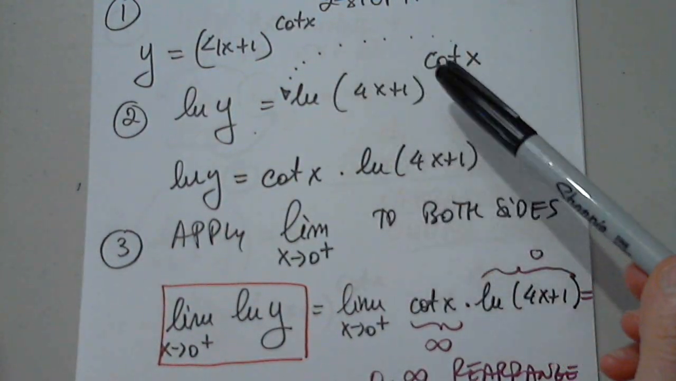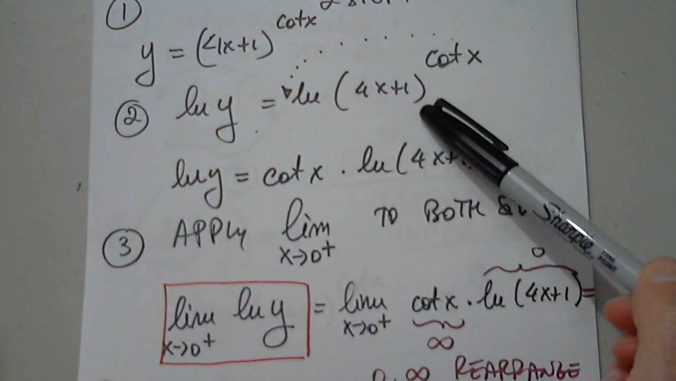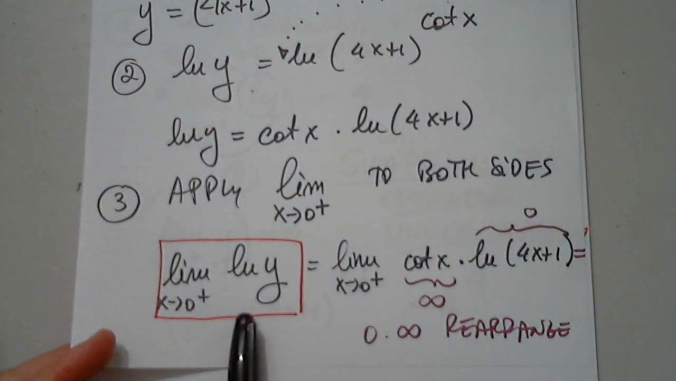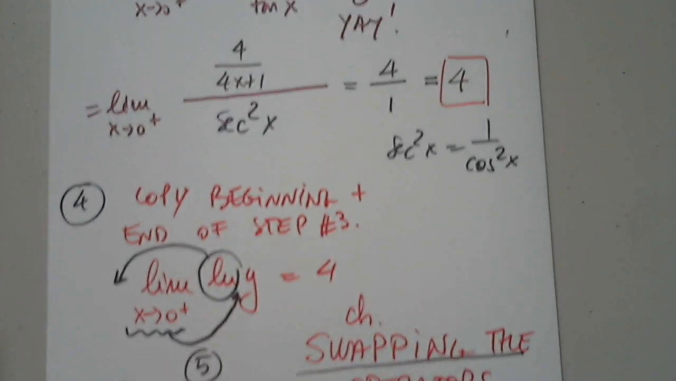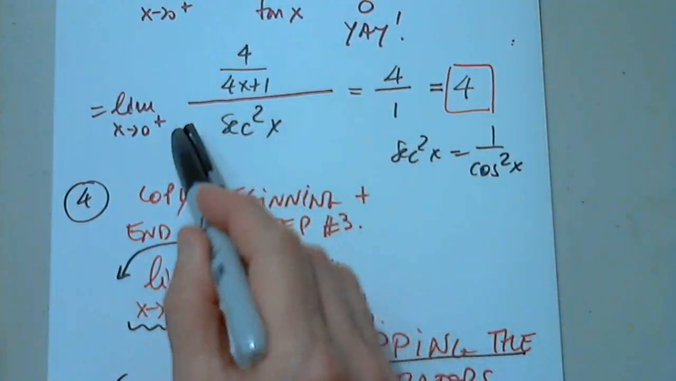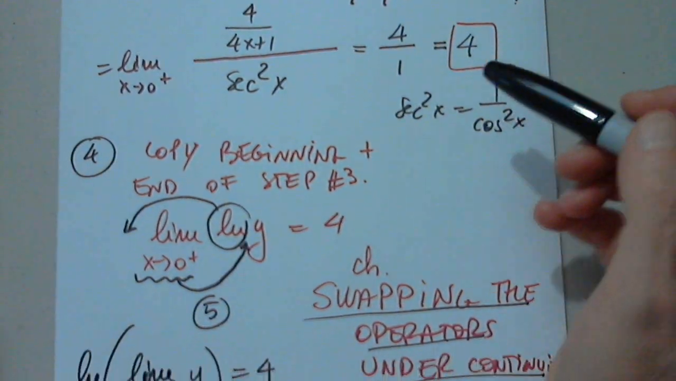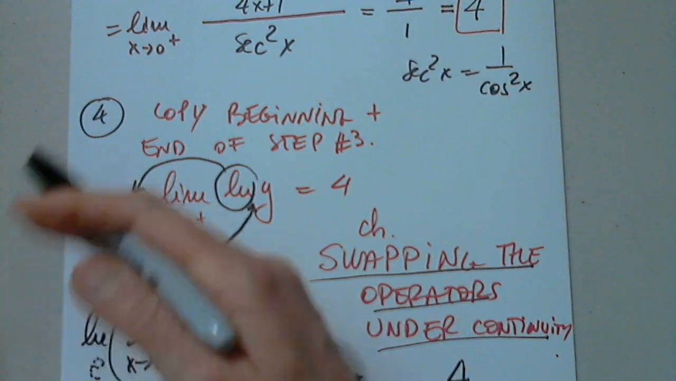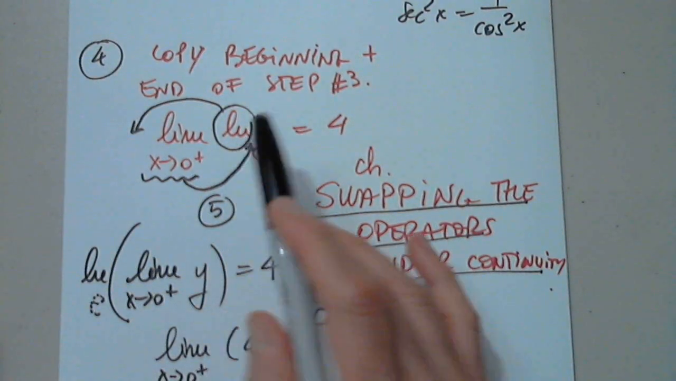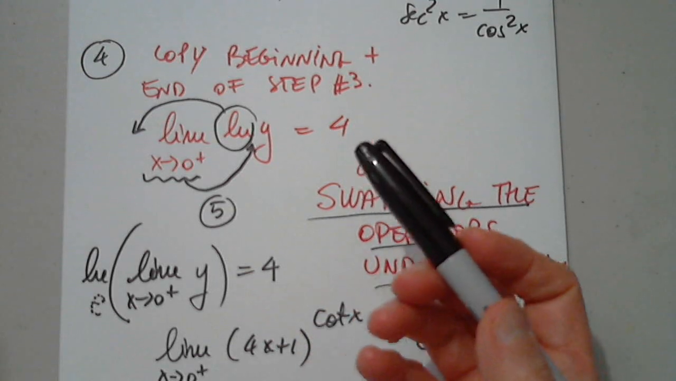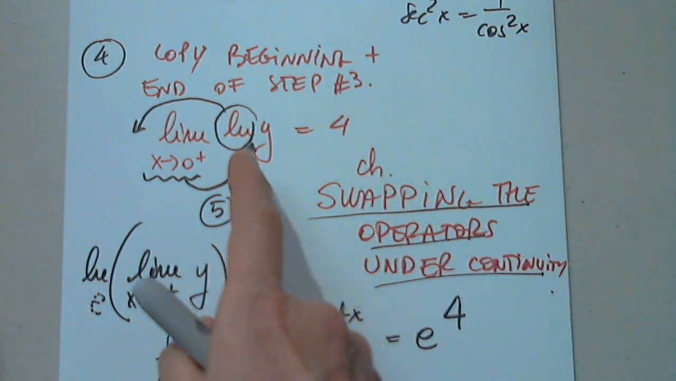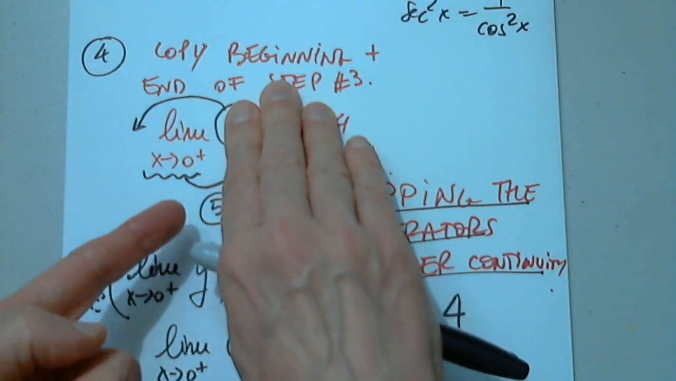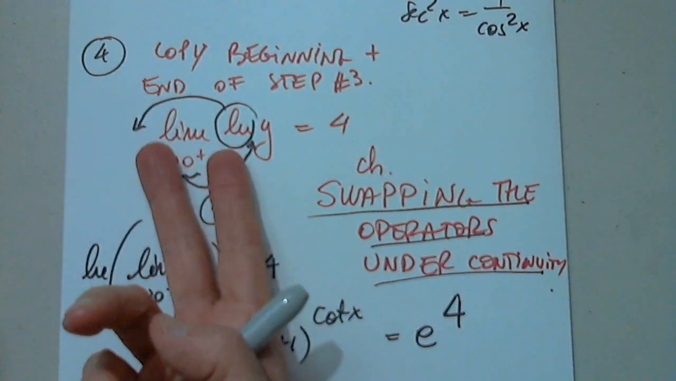Then we brought the cotangent in front because it's a property of the log. Then we apply the limit to both sides. We simplified, we manipulated, we applied L'Hopital's rule, and we got a number. Then we copied the beginning of step 3 and the end of step 3. Nothing else matters anymore. Now I'm allowed to swap the operators because all these functions are continuous. The inner operator, the natural log, has to be applied to y, and then the limit. That's the correct order, but I'm allowed to swap them.